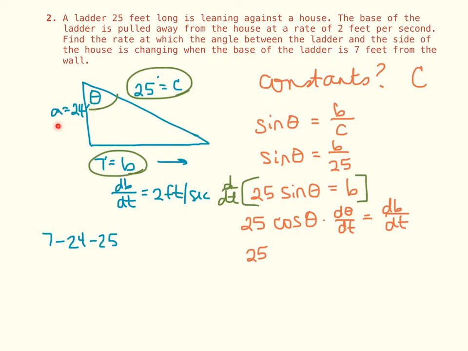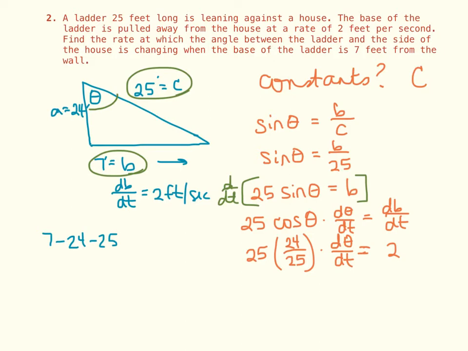That would be the 24, and which is the hypotenuse? The 25. So I'm going to be able to fill in that the cosine of theta is 24 over 25, times d theta dt, which is what I'm solving for, is equal to dB dt, which is what they gave me, 2 feet per second, so 2. All right, now let's clean it up.